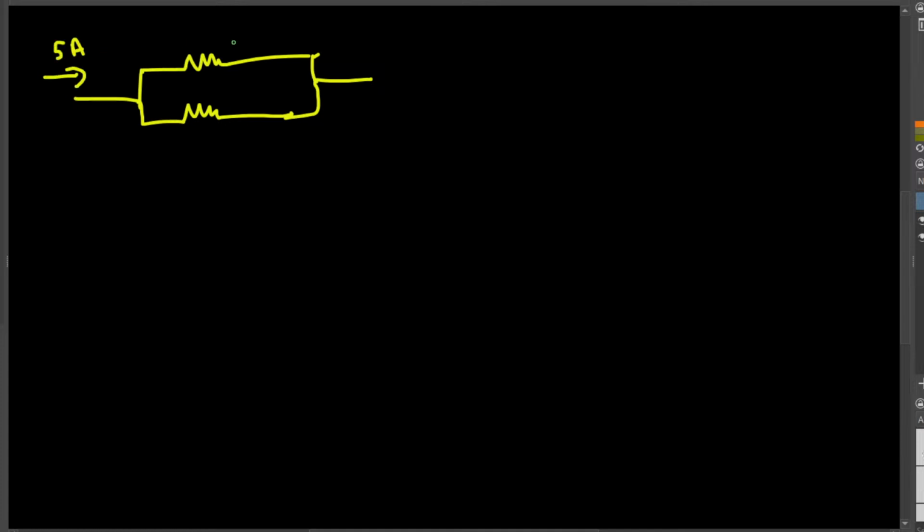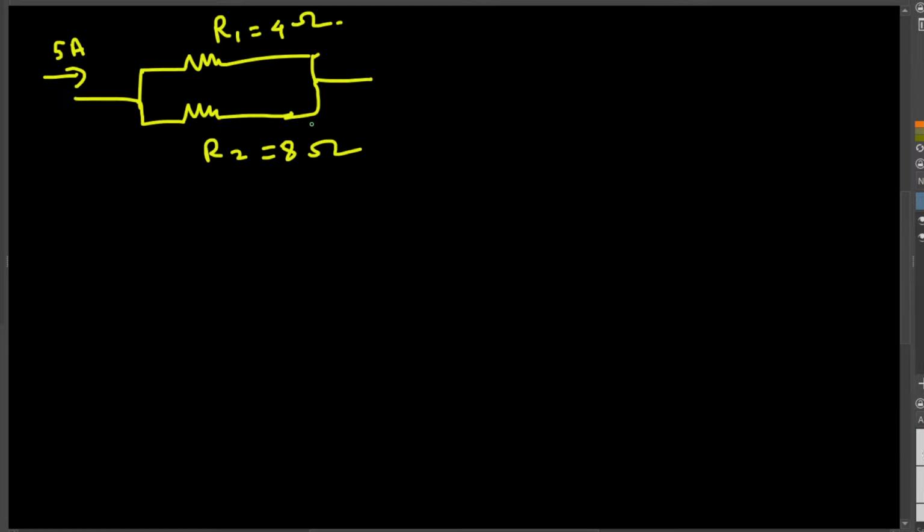And let's say the resistance right here is 4 ohm resistance, and the resistance right here is 8 ohm resistance. What's going to be the current through the R1 resistance and the R2 resistance? There are multiple ways you can solve this problem.